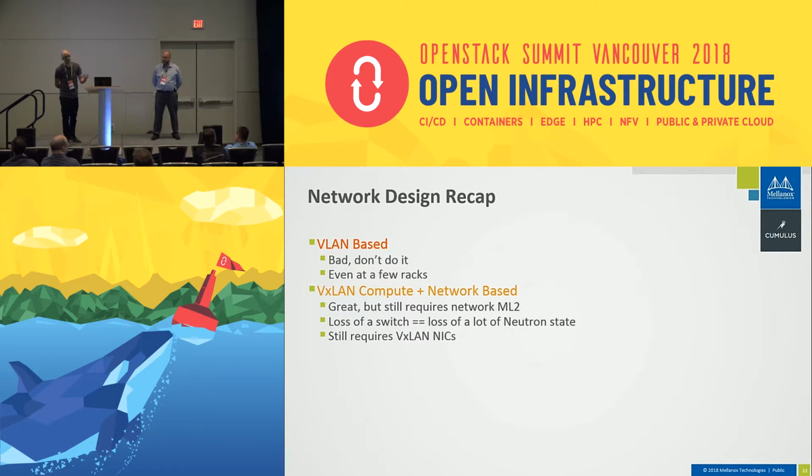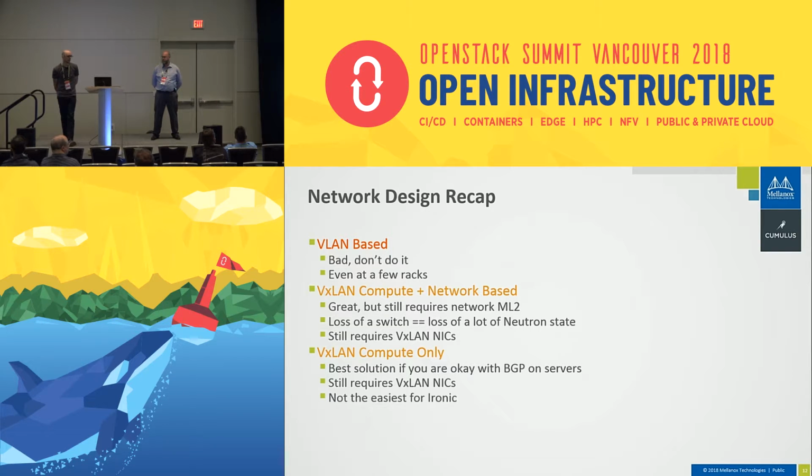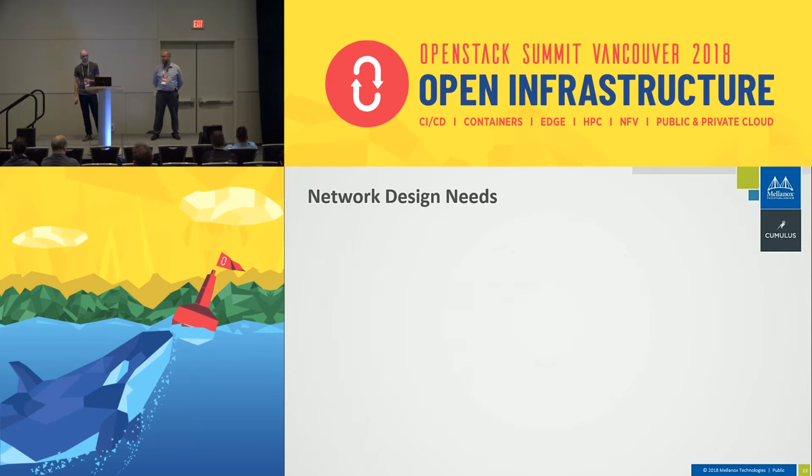And again, the solution still requires VXLAN offload NICs. VXLAN compute only removes that ML2 on the network problem, but it's only good if you're OK with BGP on your servers. Again, you have to be willing to do something a little different, be willing to think out of the box a little bit. And again, if you're looking at a really heavy bare metal deployment, this might not be the best solution for you.